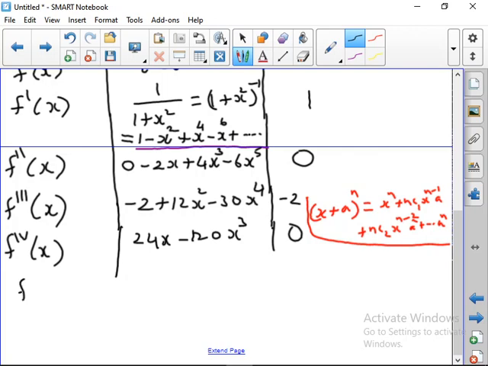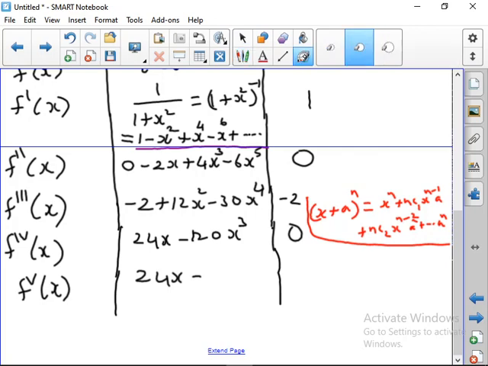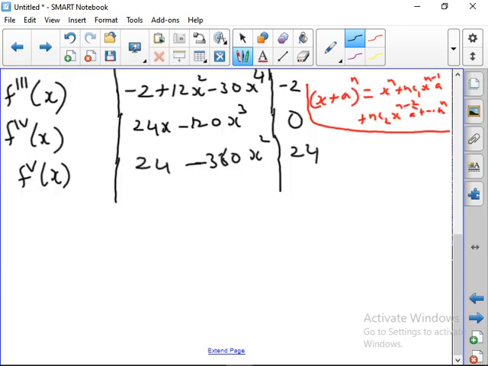Then f5 of x. Up to f5 we are finding because a few terms are 0 here. So differentiate this again. 24, not 24x, it is 24. Then 120 into 3, 360, minus 360x square. Putting x is equal to 0, you get 24. Okay. So now we will substitute in the series.